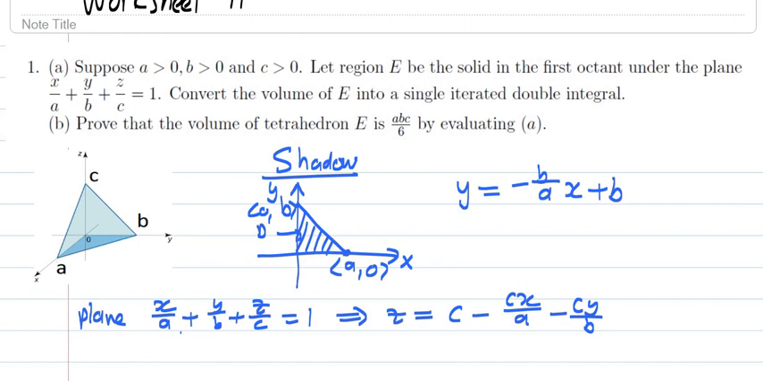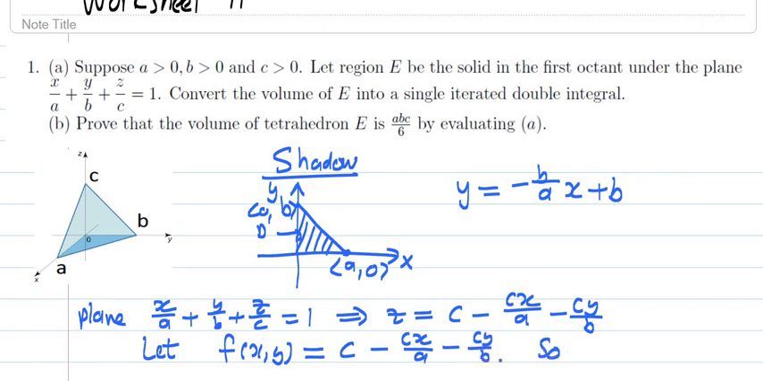And so what we're going to do is form the following function of two variables, hence the word let. Let the function of two variables be the following: f(x, y) = c minus cx over a minus cy over b. So the plane is z equal to this function of two variables. If you look at the way the question was phrased, we didn't have a function of two variables, so we created one: c minus cx over a minus cy over b.